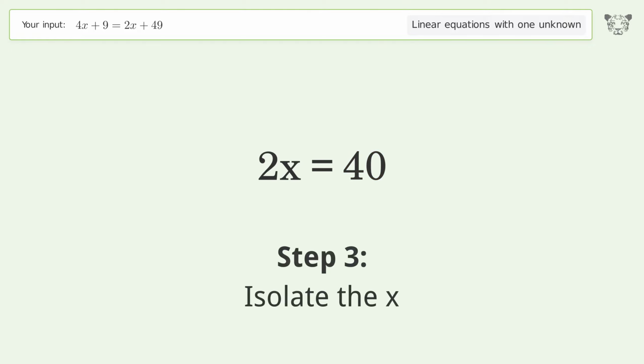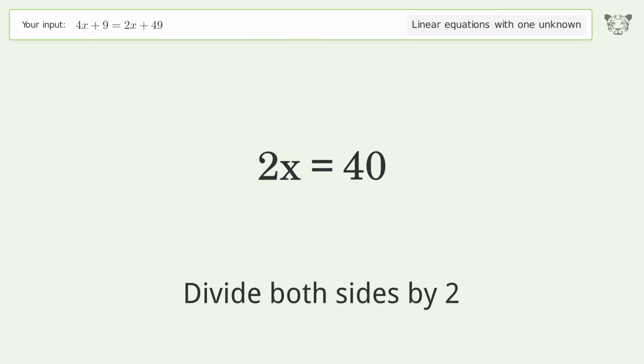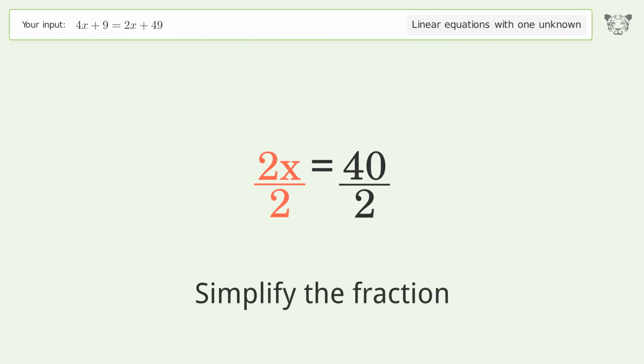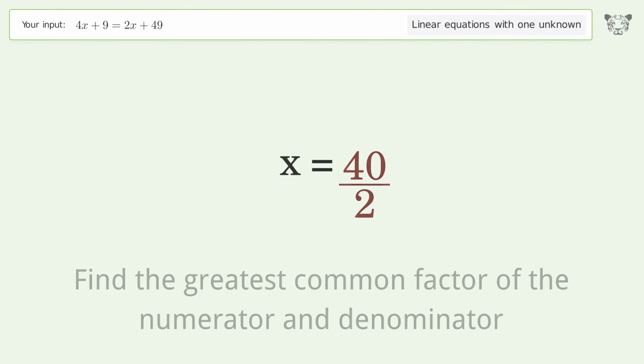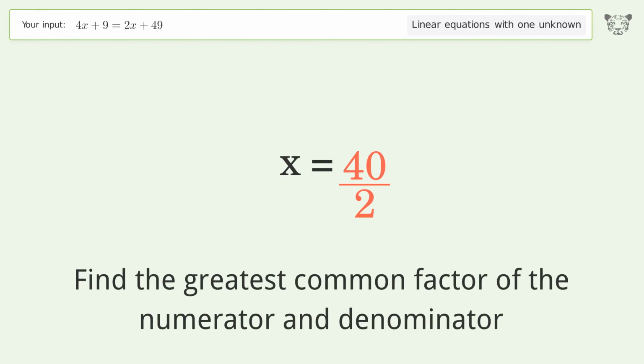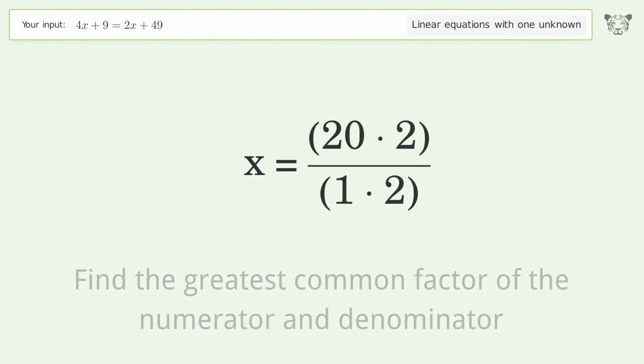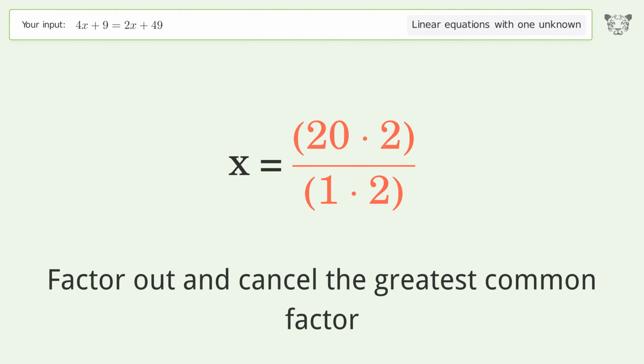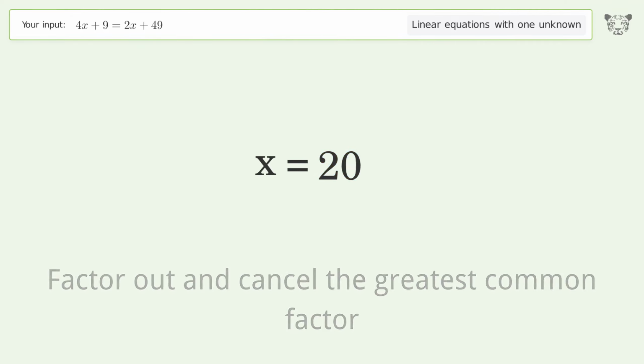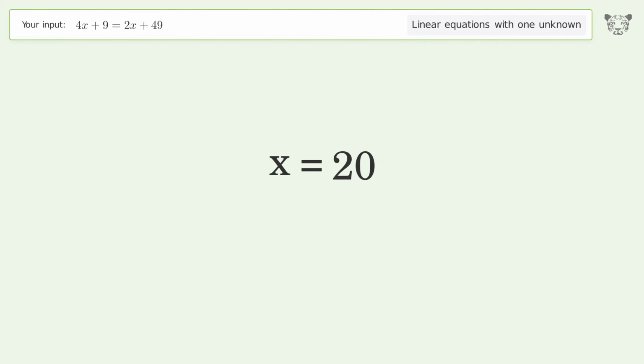Isolate the x. Divide both sides by 2. Simplify the fraction. Find the greatest common factor of the numerator and denominator. Factor out and cancel the greatest common factor. And so the final result is x equals 20.